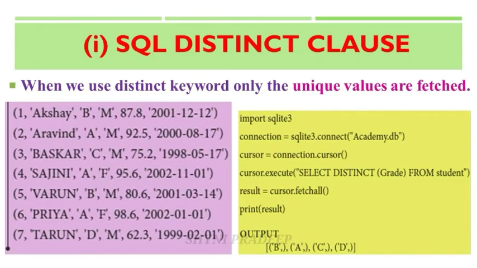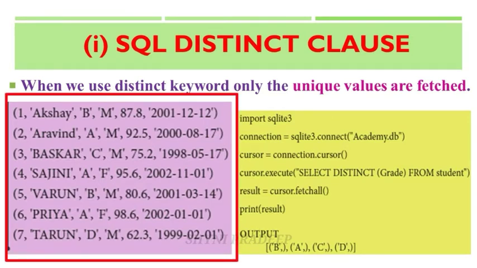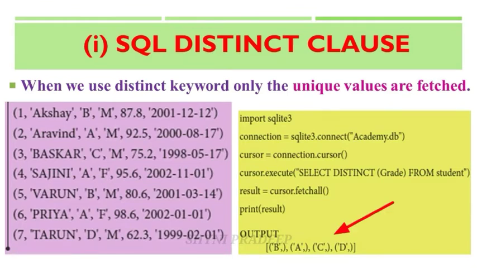In this example, we are going to display the different grades scored by the students from the student table. This is the student table. From this table, the unique grade values will be displayed like this. See this output: B, A, C, D. The duplicate grades are avoided.